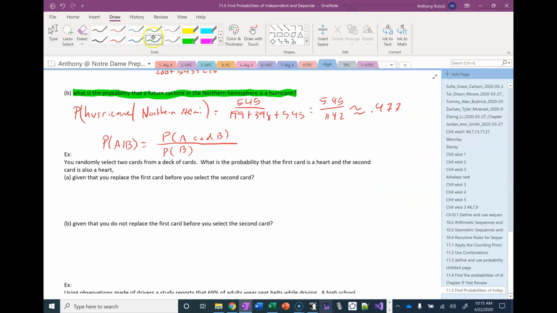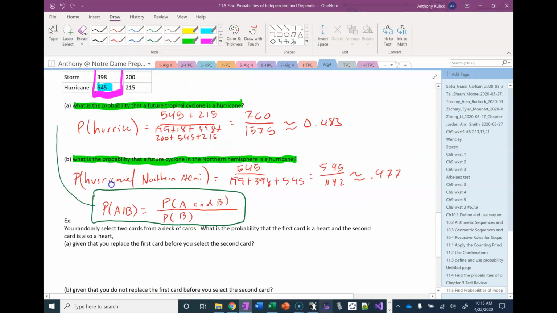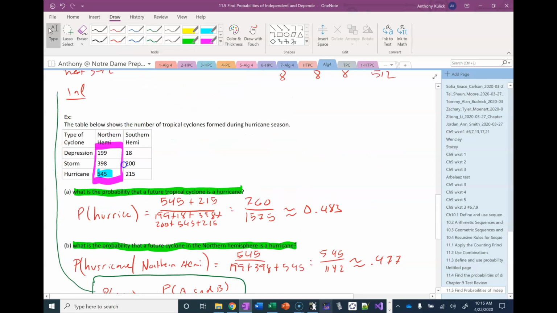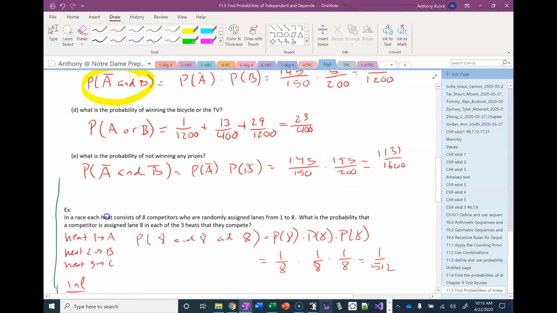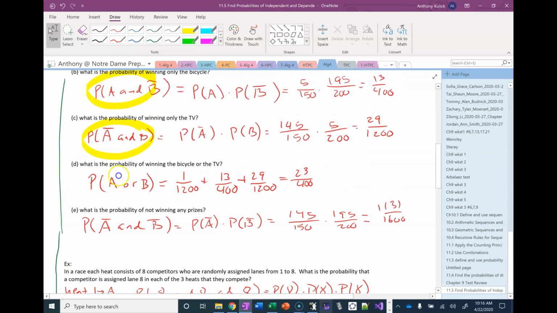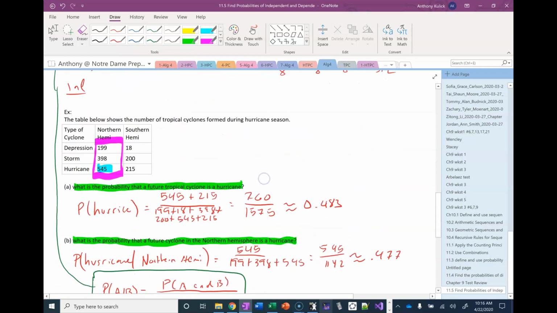So again, maybe we should have written this down way back up here, when we defined a conditional probability, maybe we should have included that formula there.